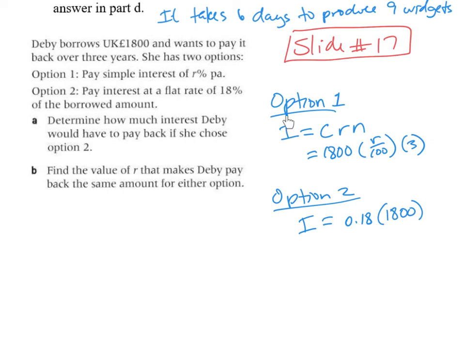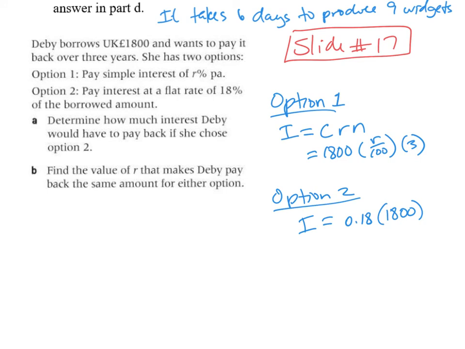So I just kind of made 2 equations here for us. For option 1, simple interest, remember simple interest is what you borrow times the rate times the number of years. So in this case that would be 1,800 times, now the rate is in percent, that's why I had to put R over 100, and then times the number of years. Option 2 is just that flat rate, okay? So if you were thinking in terms of a function, this would be a horizontal line, 18% of 1,800.